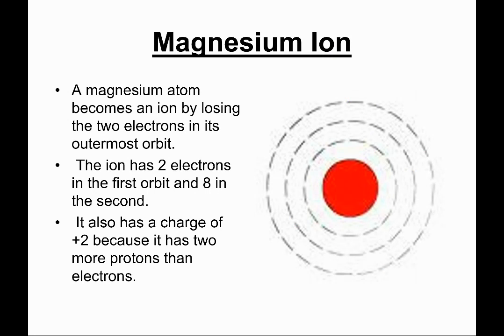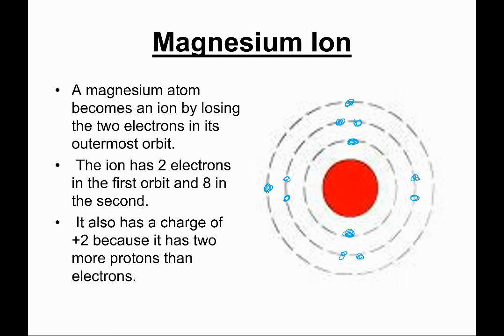Let's look at magnesium. Which one is magnesium? I think it's number 12, which puts 1, 2, 3, 4, 5, 6, 7, 8, 9, 10, and 11, 12. So the outer orbit of magnesium has 2 electrons.